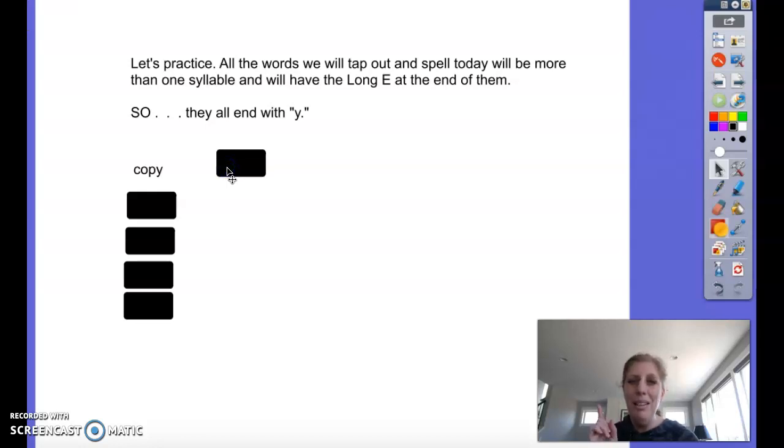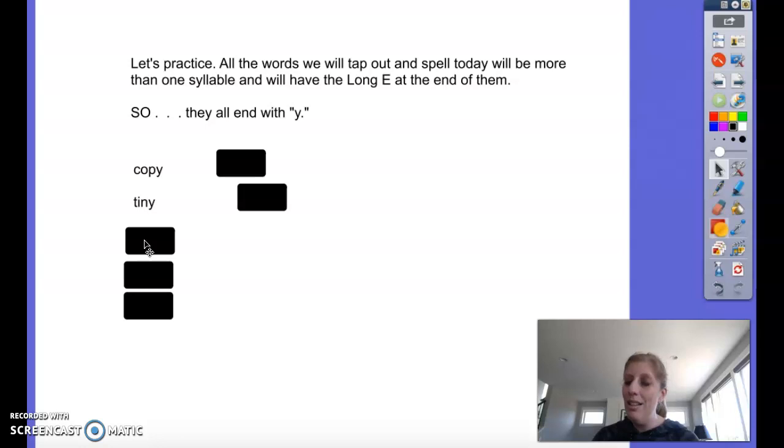The second word I want you to try to spell is tiny. So the first syllable is an open syllable, it's tie, and then ni. So tie is T-I, and then ni, N-Y, tiny.